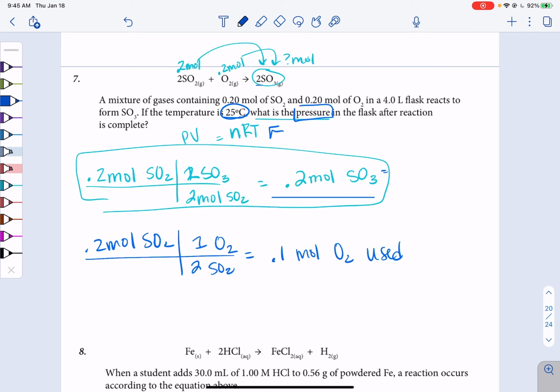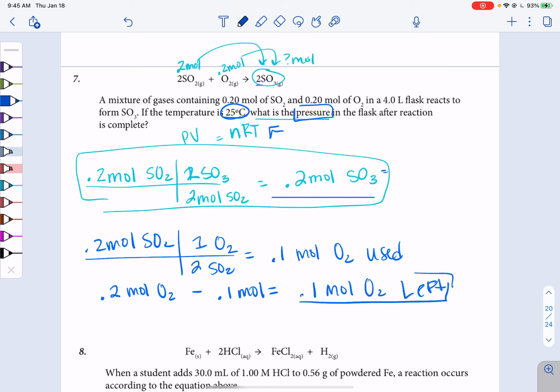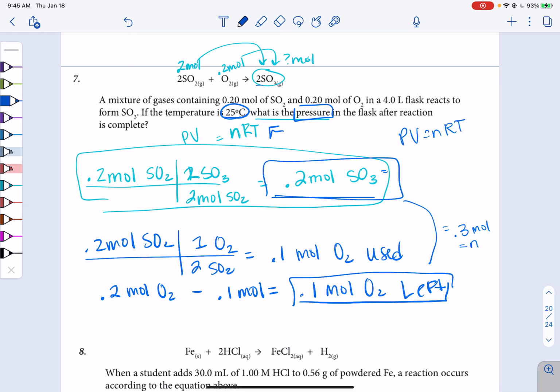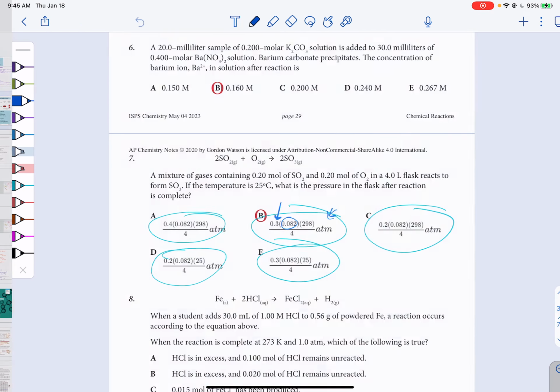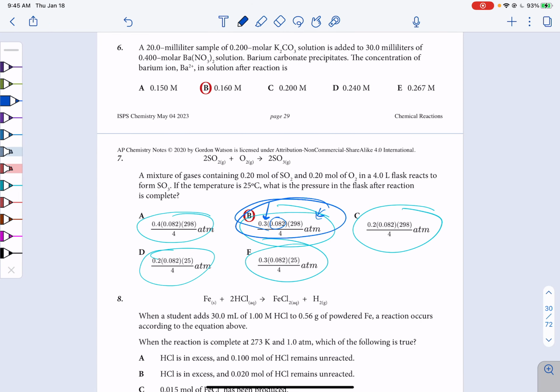That's how much oxygen we used, which means you started with 0.2 moles of oxygen and you've used 0.1 mole of oxygen. You still have 0.1 mole of oxygen left, okay? So this is what you have in your flask along with that 0.2 moles of the SO3. Together, this makes 0.3 moles of gas, which is the n for PV equals nRT. You do the same thing where you divide both sides by V, and you get 0.3 instead of 0.2 on that mole. I'm so sorry, I forgot that part.